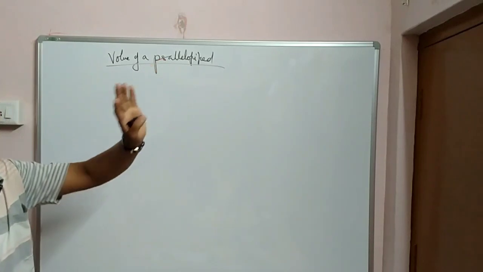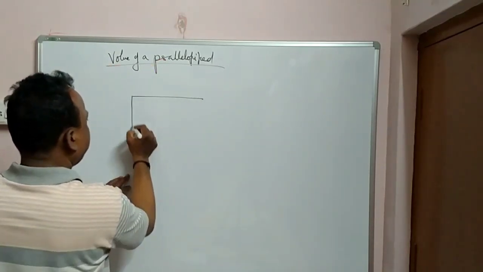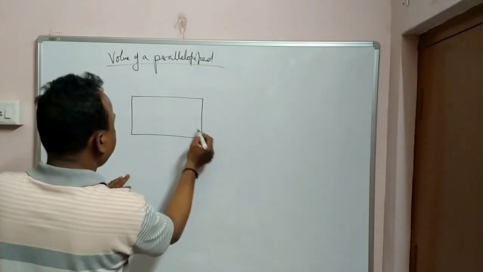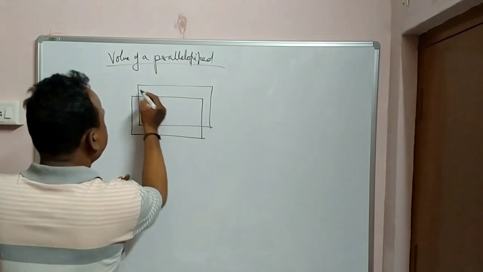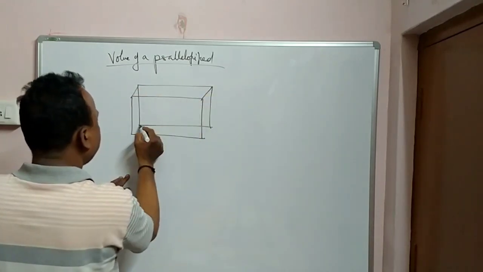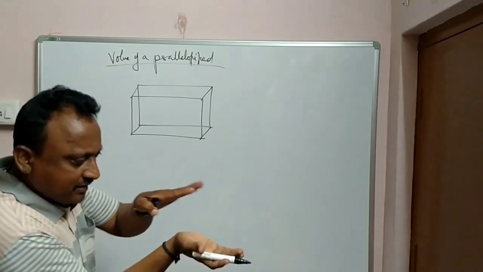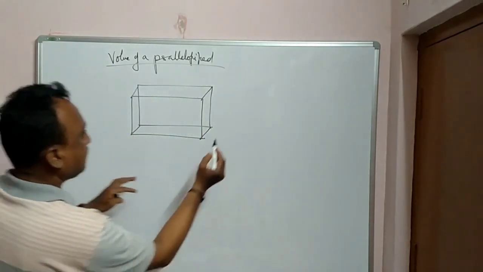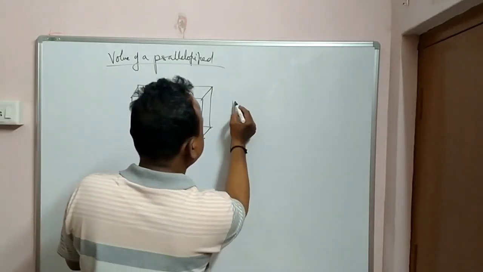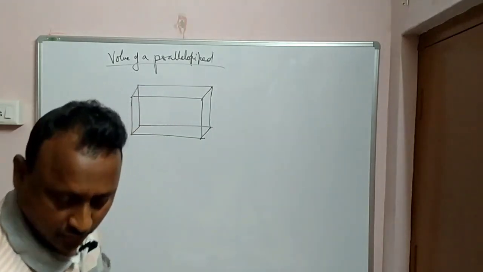Now, do you know what is meant by a parallelopiped? Very easy. Suppose this is a rectangle, I mean a solid rectangle, three-dimensional. Now suppose this rectangle is bent a little, sheared, then it becomes a parallelopiped. I will show the diagram. I will draw here. How to get a parallelopiped.